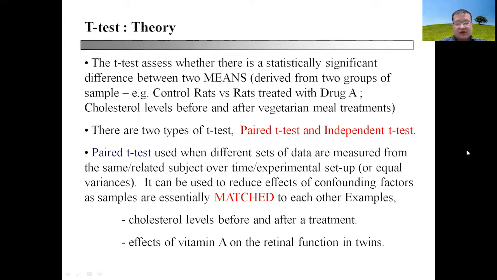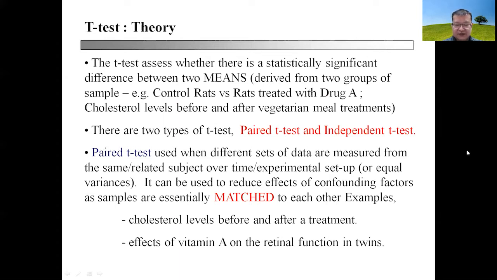The t-test operates on the theory that there is actually a statistically significant difference between two means. The two means are in turn derived from two groups of samples. For example, you may be dealing with a group of control rats versus rats treated with drug A. And then there are also two types of t-test, which are paired t-test and independent t-test.